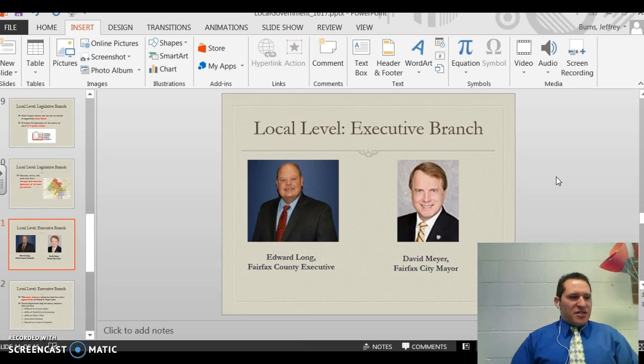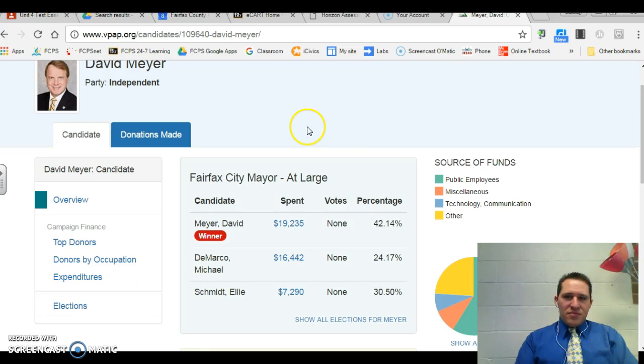All right. Here's the executive branch at the local level. We have Edward Long as our Fairfax County executive, and there's David Meyer, who's the new Fairfax City mayor. Let me pull up a document here. We can see that David Meyer won as an independent candidate. He won at 42%, recently in early February. He beat Ellie Schmidt and Michael DeMarco. All three of these were members of the Fairfax City Council, and they ran for mayor. So David Meyer is our new mayor of Fairfax City.